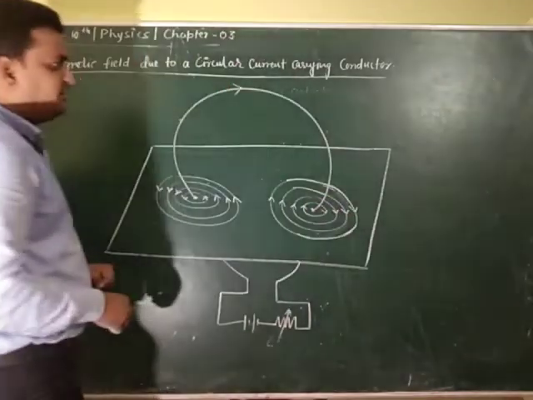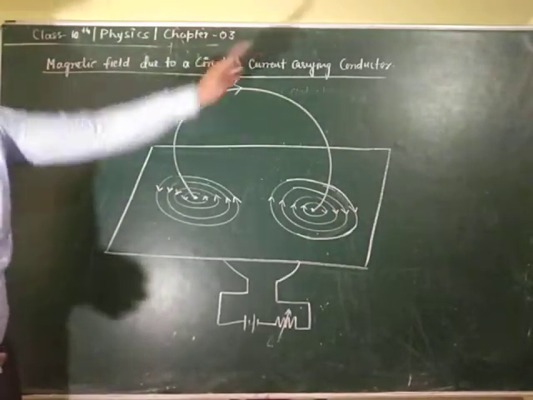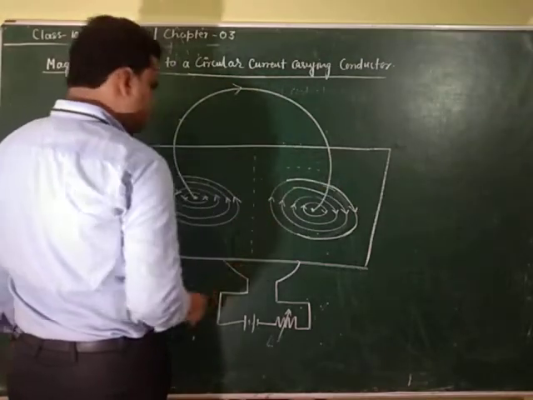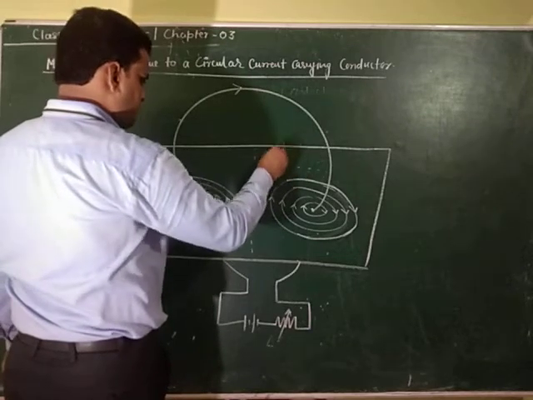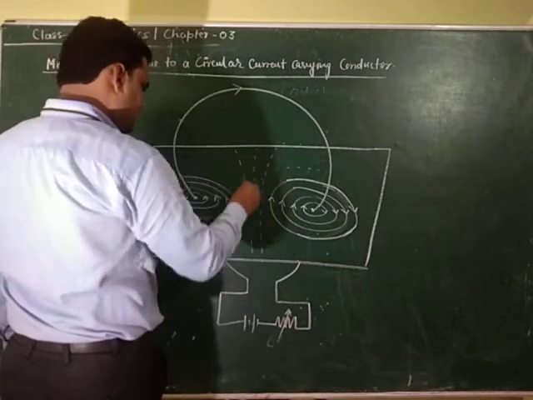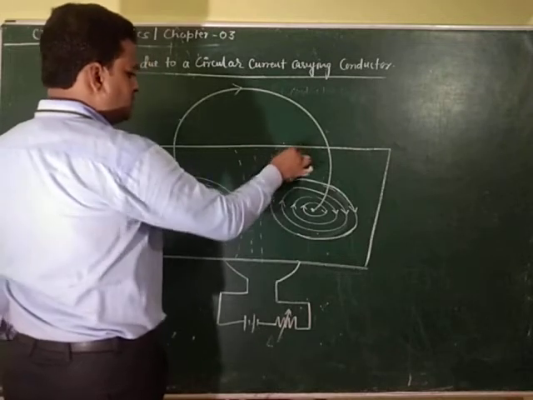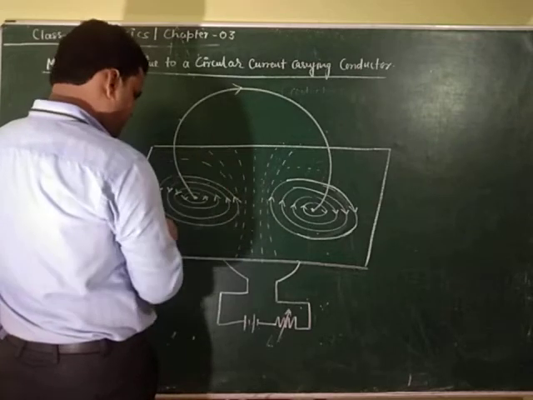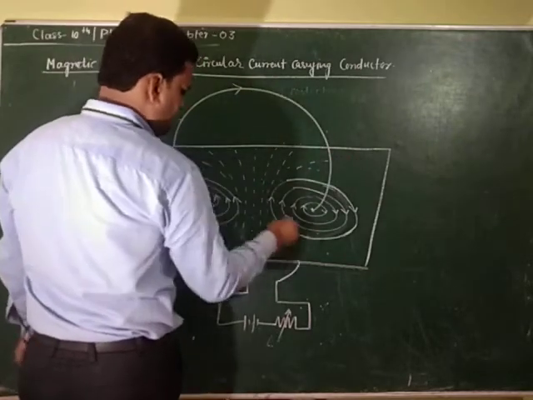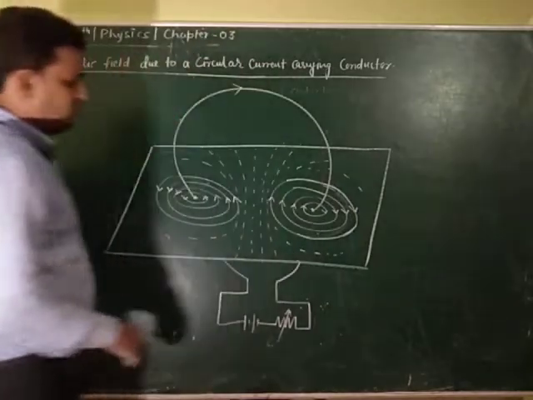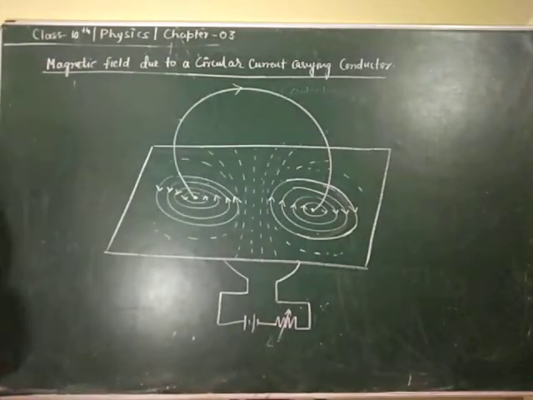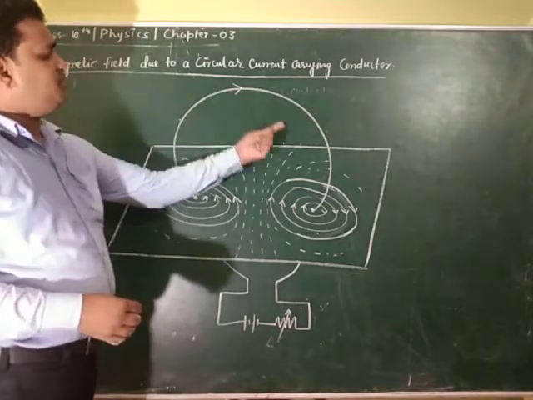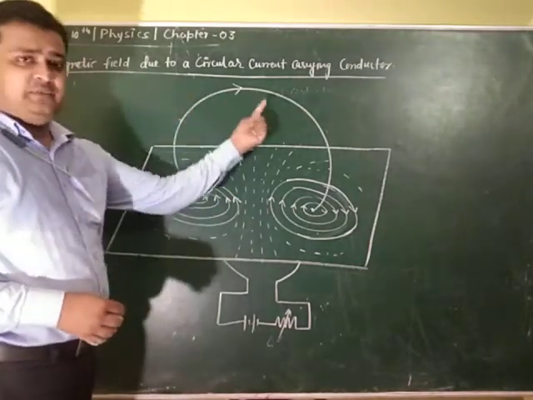This is the magnetic field due to a circular current carrying conductor, and this is the middlemost point. And at last, all the magnetic field will be parallel to each other here. This is the magnetic field due to a straight current. Now, what is this? This circular conductor behaves like a magnet.